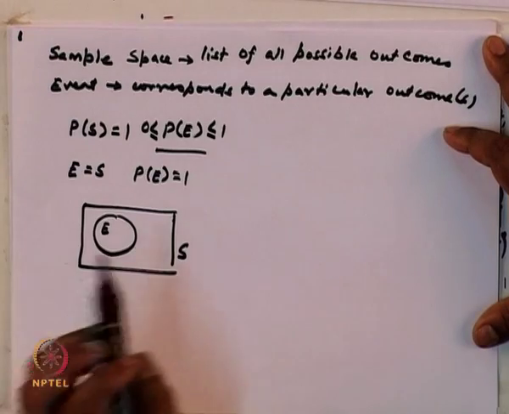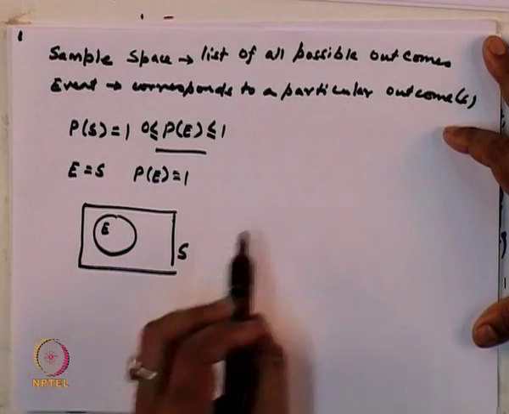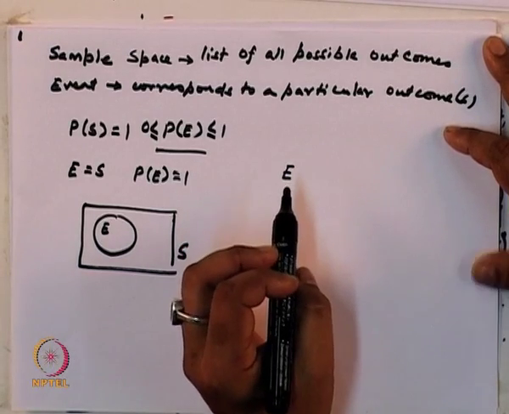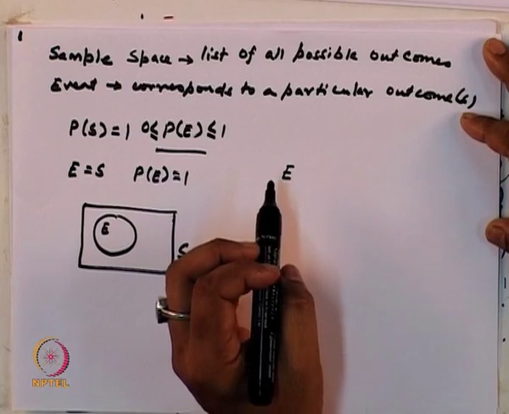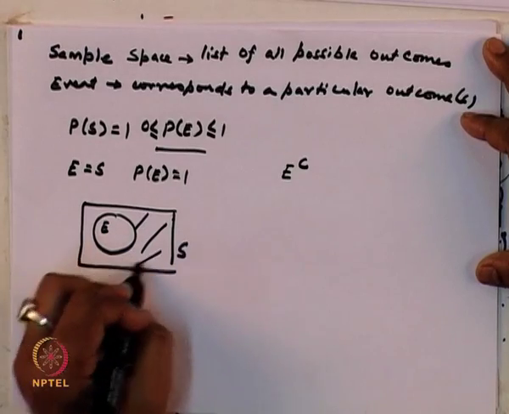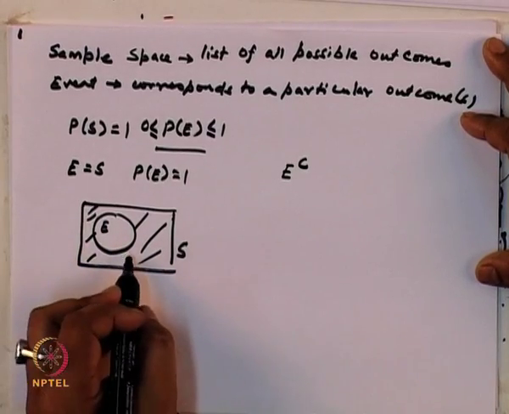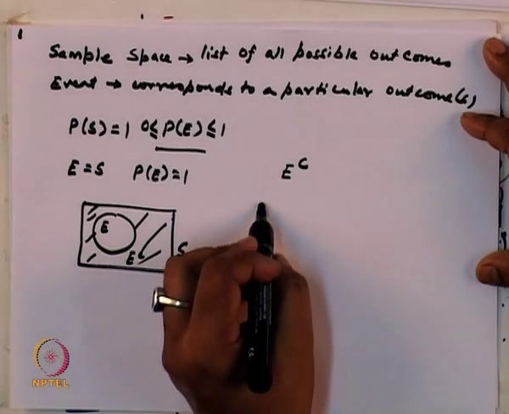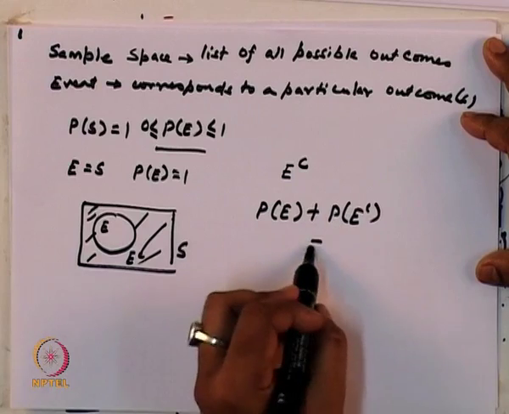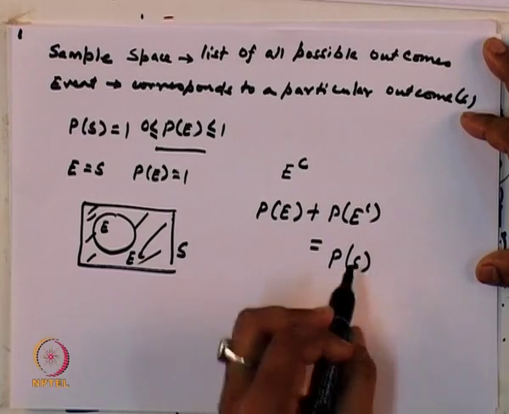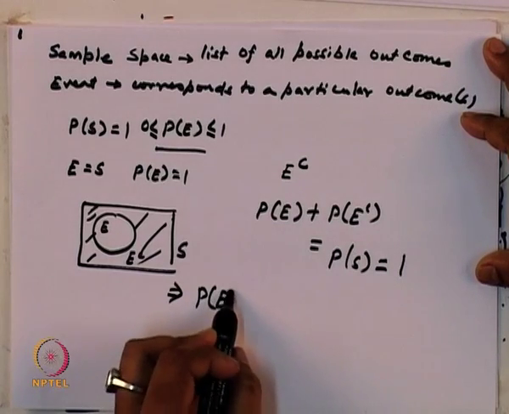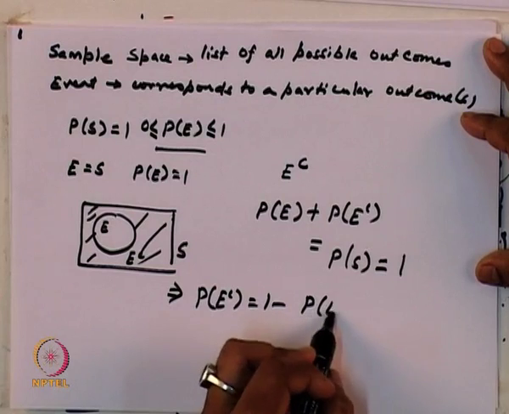Okay. So, based on this, if this is event E, then the complement of the event E is written as E^C, and E^C is nothing but this entire area where E is not there. So, this is E^C. In other words, you can write probability of E plus probability of E^C, since together they constitute the sample. So, we write P(S) is equal to 1, implying probability of E complement is equal to 1 minus probability of E.